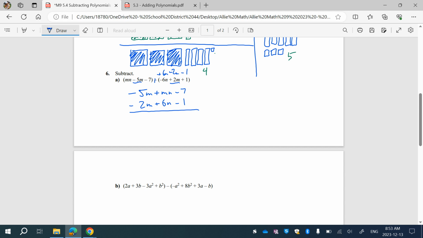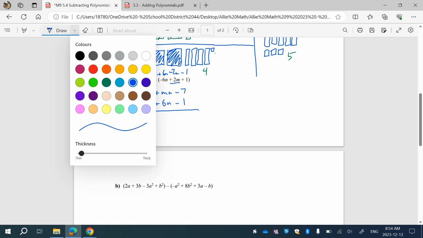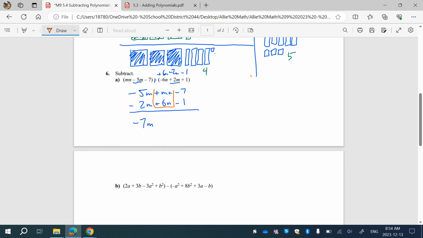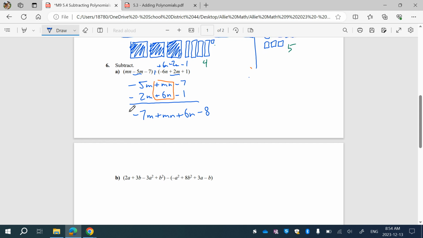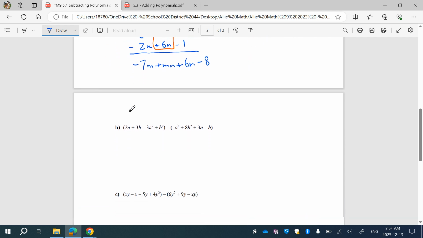So let's add these two. A negative 5 plus a negative 2 is going to be a negative 7m. These two, because we can't combine them, I'm just going to write them next to each other. Okay, we can't combine these. These are not like terms. So I'm just going to write this as a positive mn and a positive 6n. And these ones I can combine. Negative 7 plus negative 1 is going to leave us with negative 8. So that's the answer for that one. So we have a couple of unlike terms that we can't simplify. Let's look at our next one.